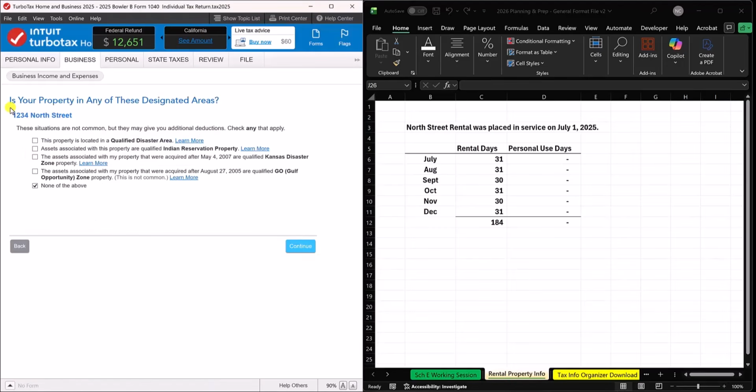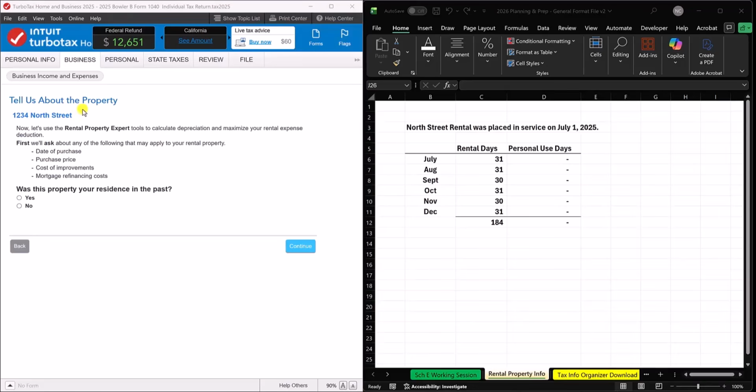Let's see, now a couple more questions. Is your property in any of these designated areas? These situations are not common but may give you additional deductions. Qualified disaster areas, Indian Reservation property, Kansas Disaster Zone property, and Gulf Opportunity Zone property. If you have any of these special situations, happy to go over those details inside the 2026 Prep and Planning class. For this example, we're just going to check none of the above.